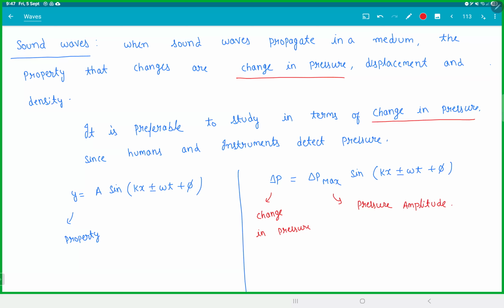Because in waves in a string, we didn't have a problem, but here we have a problem. Because we can study sound waves both in displacement and pressure, we have to tell every time. Are you talking about displacement amplitude or pressure amplitude? Clear with this?